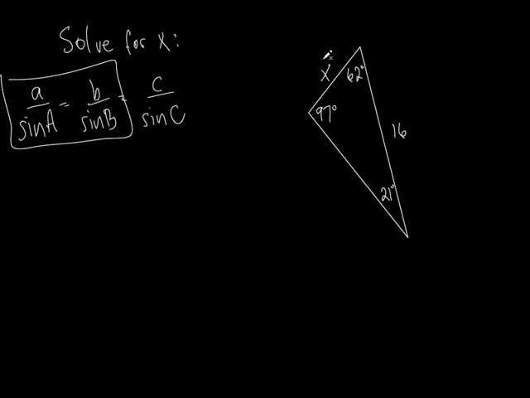So guess what I'm going to need there? I need the angle that's opposite the side I'm trying to find. So let's set this thing up. Let's go 16 over, if I use this side, what angle am I using? The 97. So I take the sine of 97.